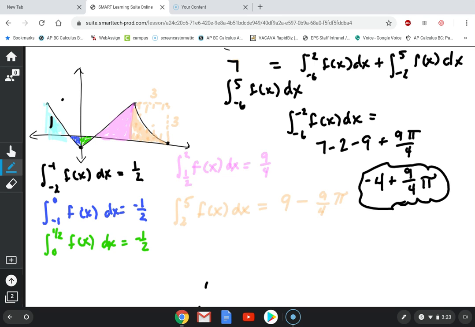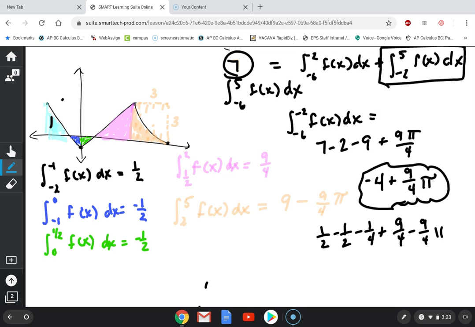Again, it's 7 minus the area from -2 to 5. So when I'm going from -2 to 5, I'm going to have to subtract out the 1/2, the 1/2, the 1/4, the 9/4, and the 9/4 pi, and that is all to be subtracted from the 7.